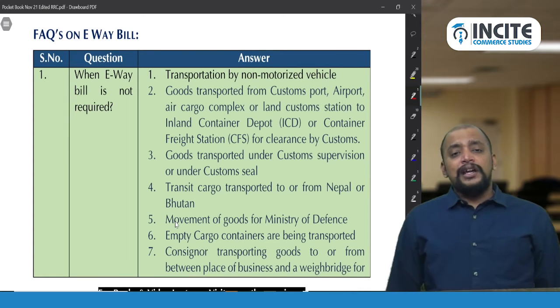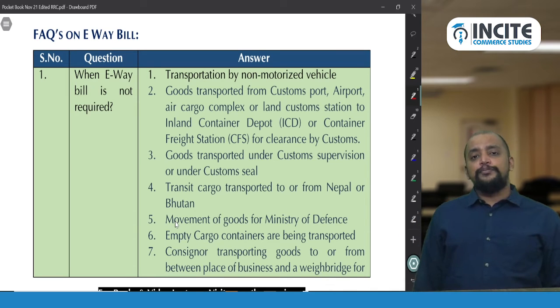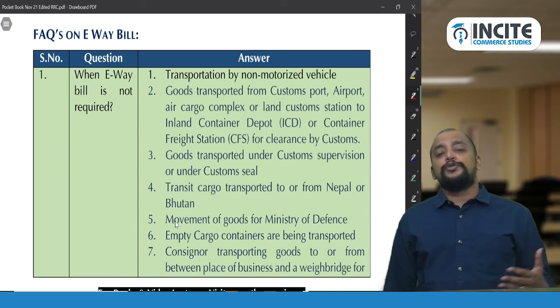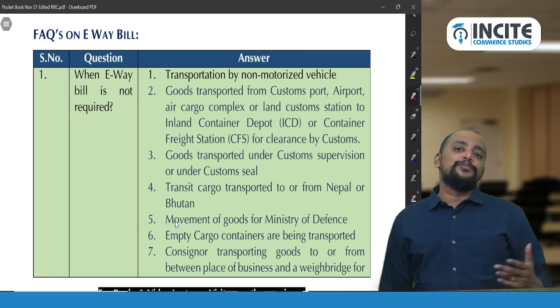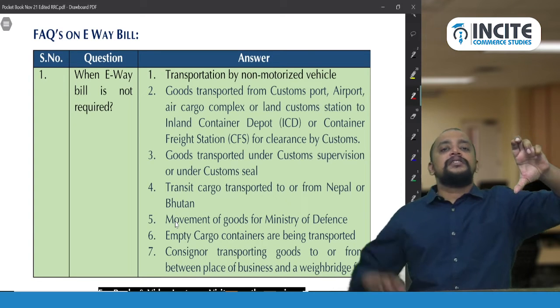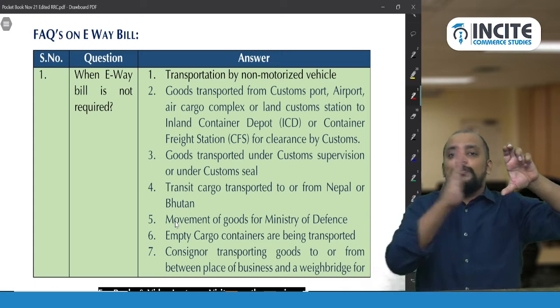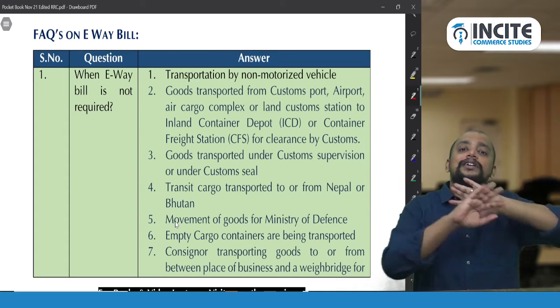Okay, so then from port or airport or land customs station: when goods are imported by waterways, it is a port. When goods are imported by airways, it is an airport. When the goods are imported by landways, it is a land customs station. From that place to ICD or container freight station, the goods will be transported, so that does not require an e-way bill.